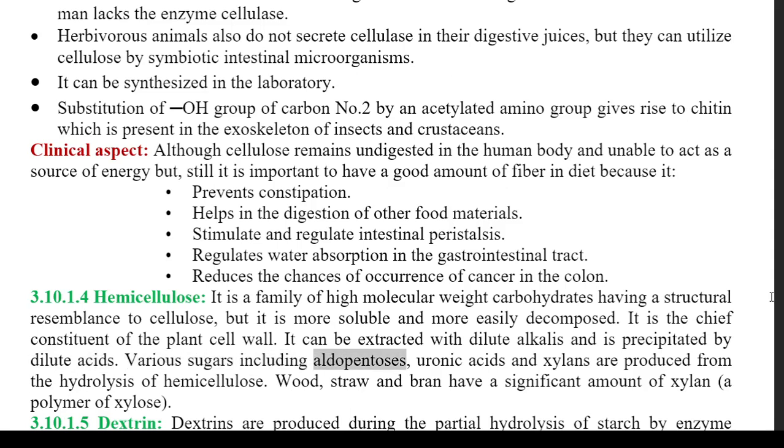Various sugars including aldopentoses, uronic acids, and xylans are produced from the hydrolysis of hemicellulose. Wood, straw, and bran have a significant amount of xylan, a polymer of xylose.